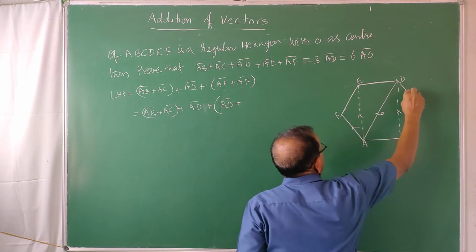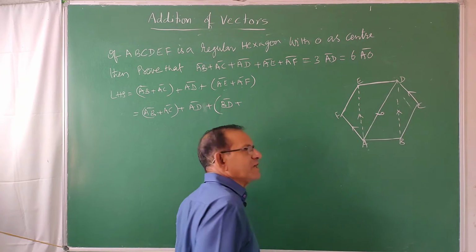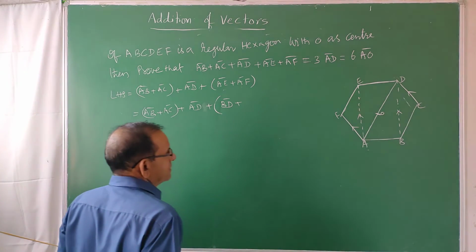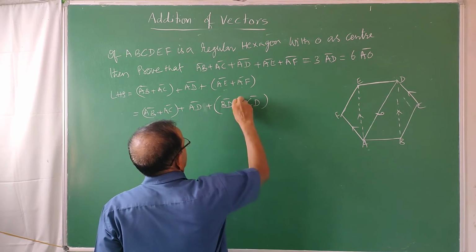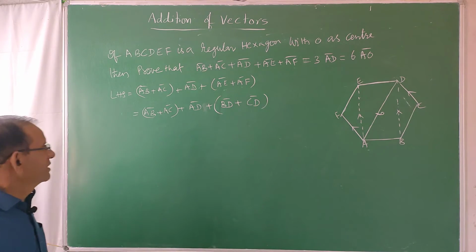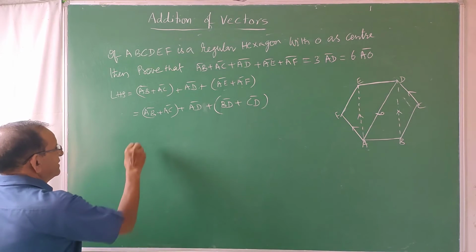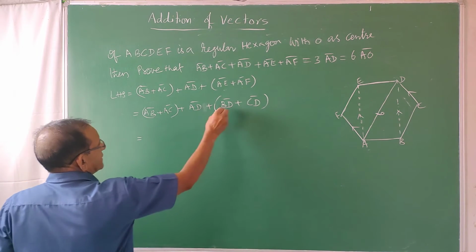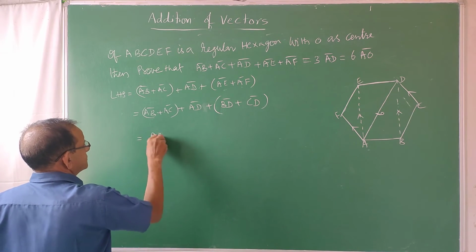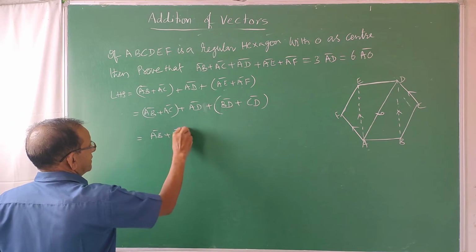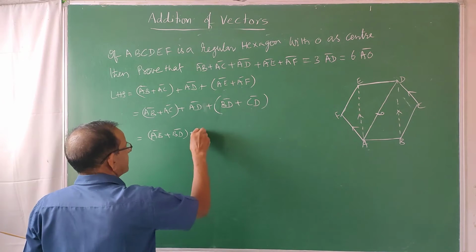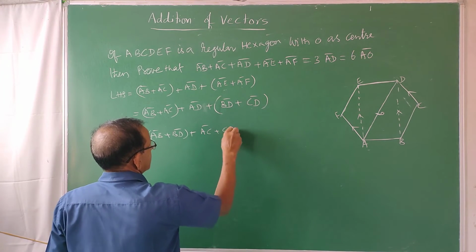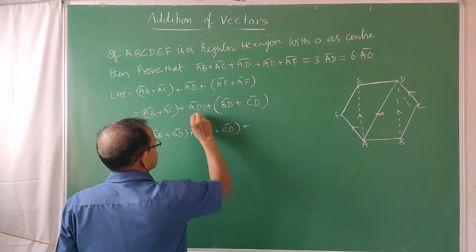This is parallel to this vector, CD bar, and equal in length also. So, in place of AF bar, you can write CD bar. Now, let us change the places. I will take AB plus BD in one bracket, AB bar plus BD bar, plus AC plus CD in another bracket, AC bar plus CD bar, plus AD bar is there.